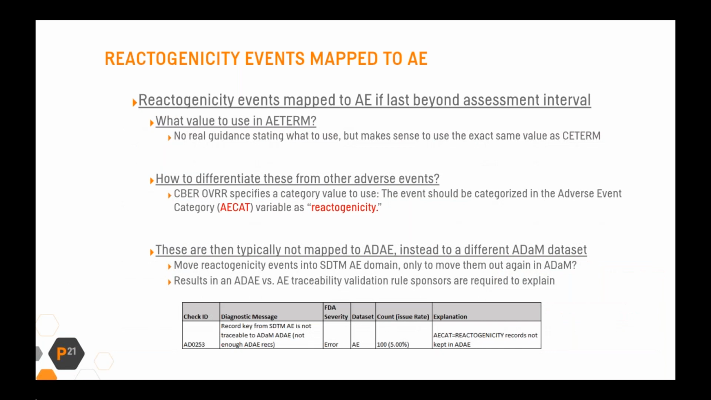So other considerations when you do this, when you map solicited reaction to the adverse event domain, for AE term, you want to use the exact same CE term. There's no real guidance stating what to do, but it would just make sense so that it's easy to link these two domains together and determine that you're doing this correctly. So the recommendation is to use the exact value in CE term as your AE term.